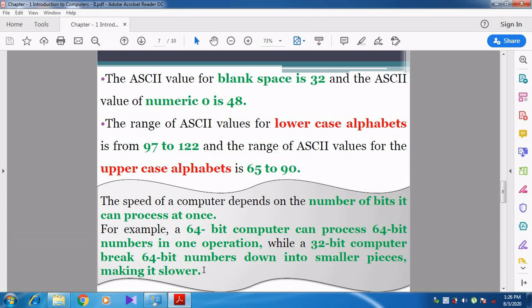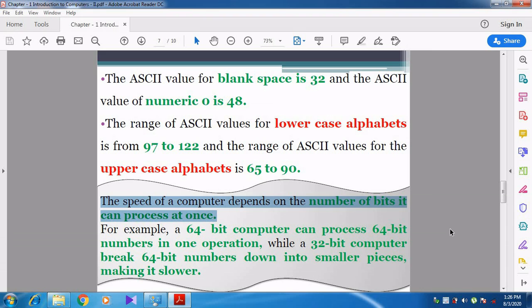So that's what you can see now. Most of the computers are 64-bit systems. Most of them we are using are 64-bit systems, and if you are using Windows 8.1 or Windows 10, the latest versions, your computer will be much faster. So that is what they are saying here: the speed of the computer depends on the number of bits it can process at once, at a time. At once means per operation.